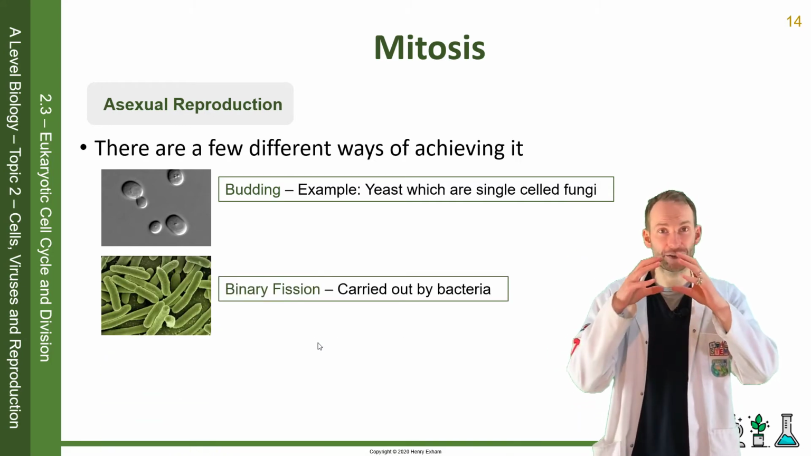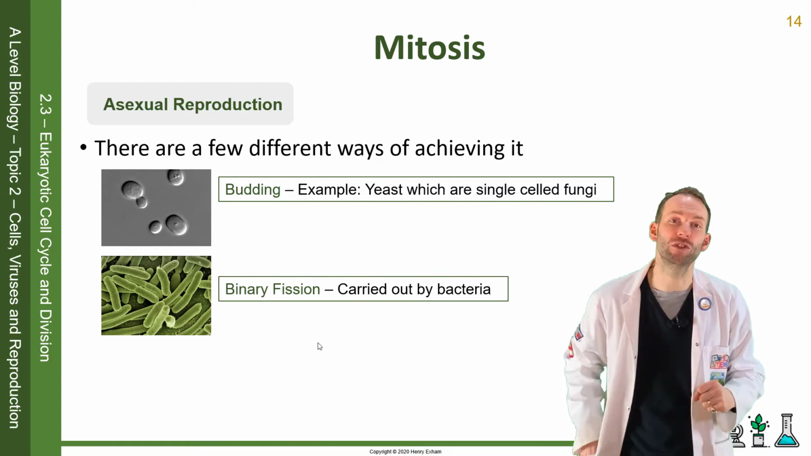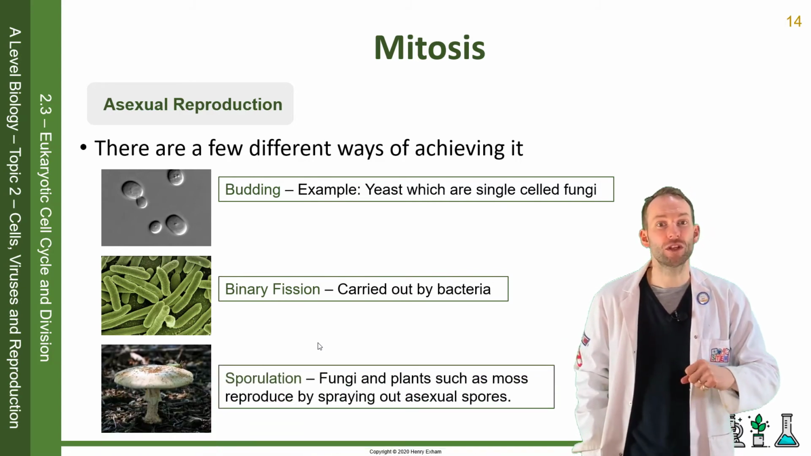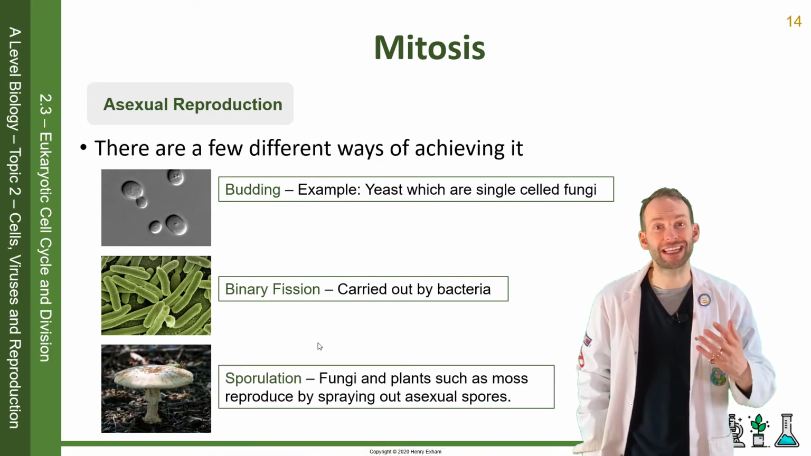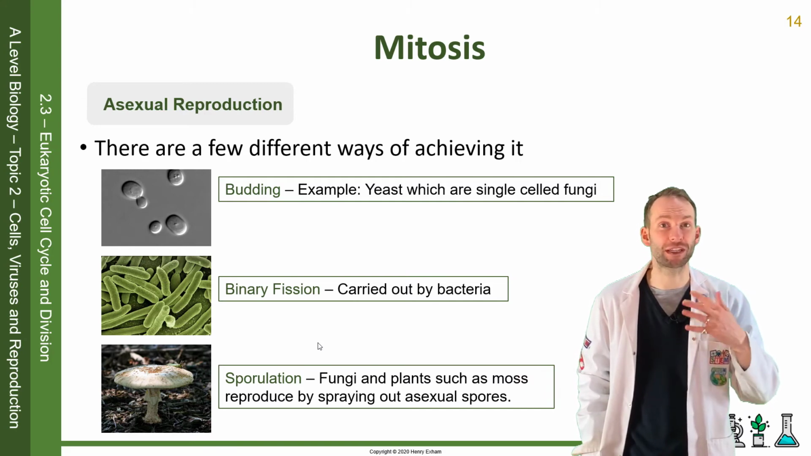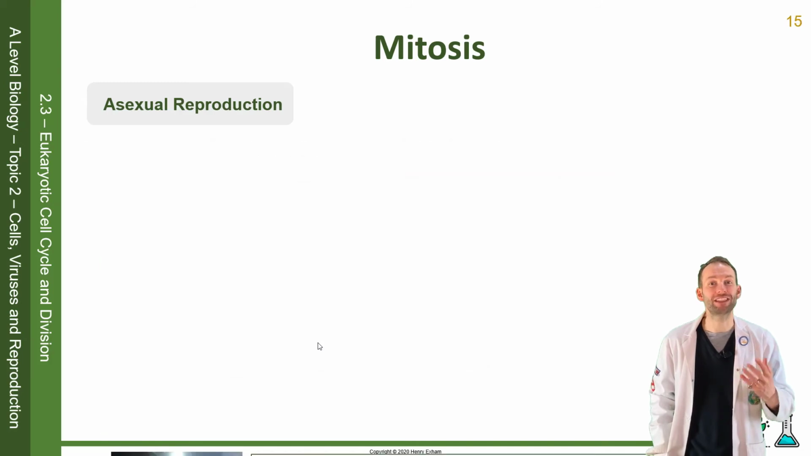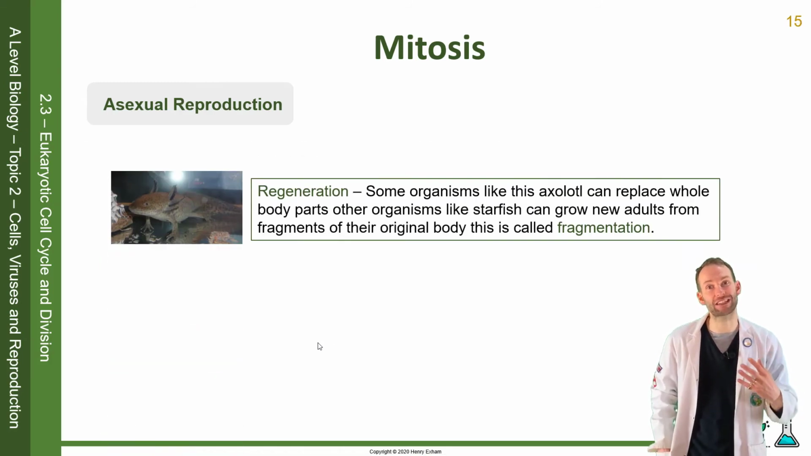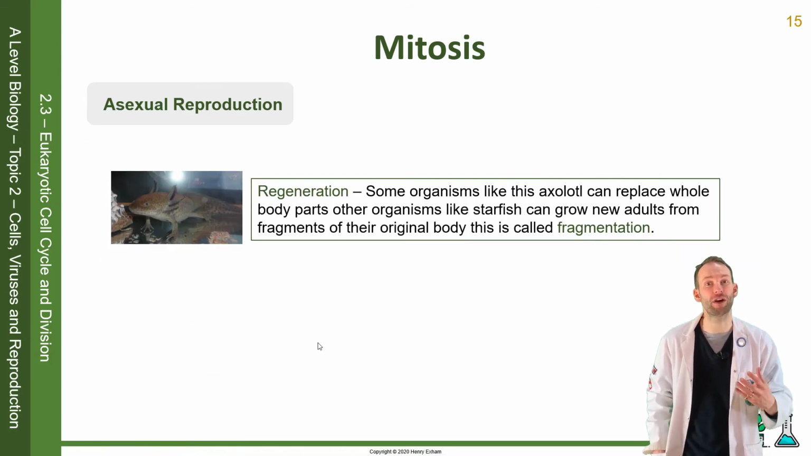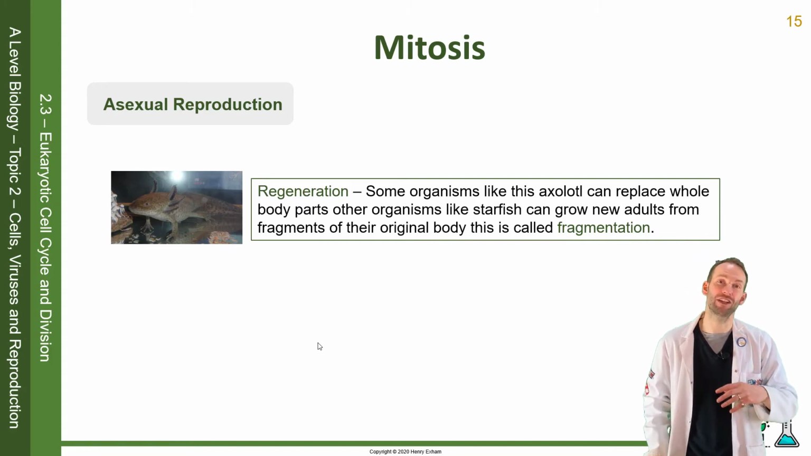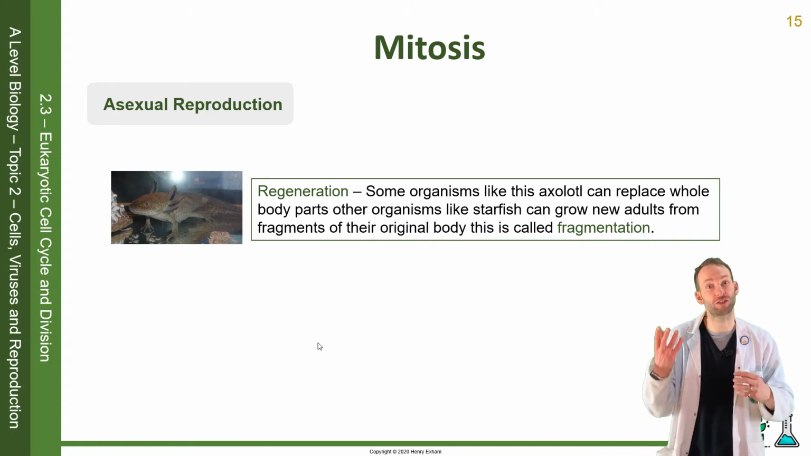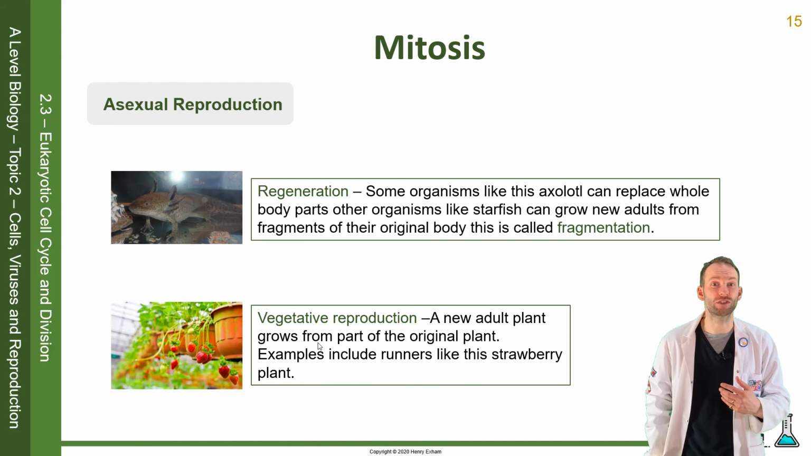Binary fission in bacteria, where they split perfectly down the middle to form two new identical cells. Sporulation, where fungi and some plants like moss reproduce by spraying asexual spores into the wind. Regeneration, which you can see in some animals like the axolotl, where they can replace whole body parts, or even fragmentation like starfish, where they lose a limb and that can grow into new adults.